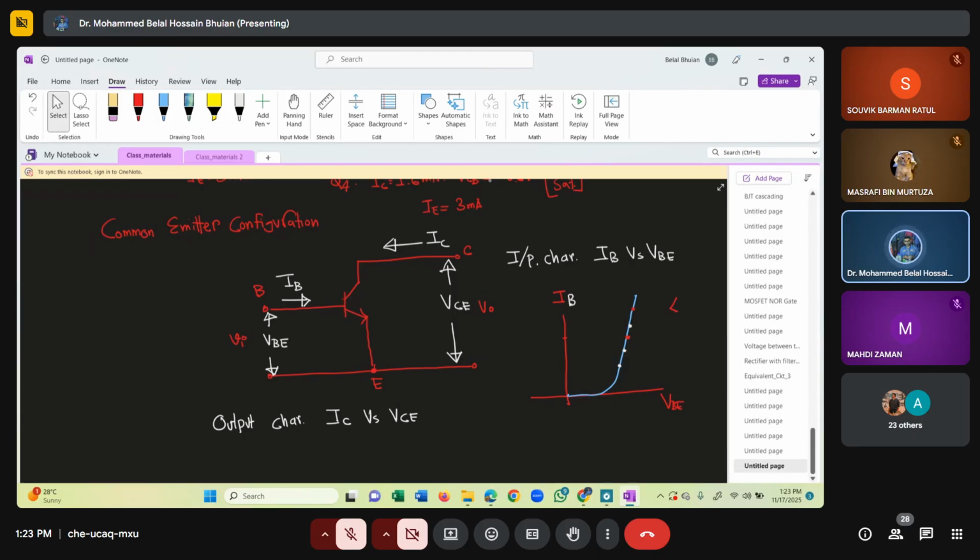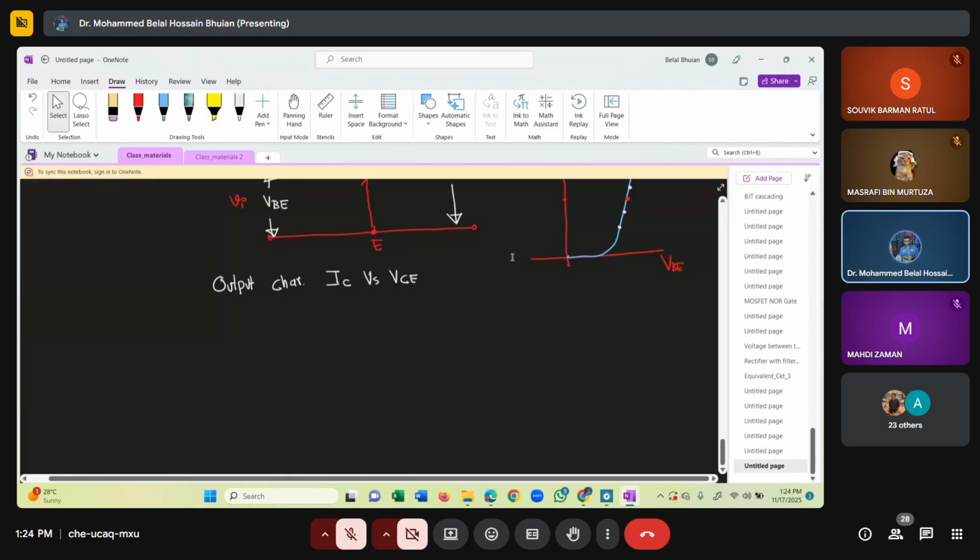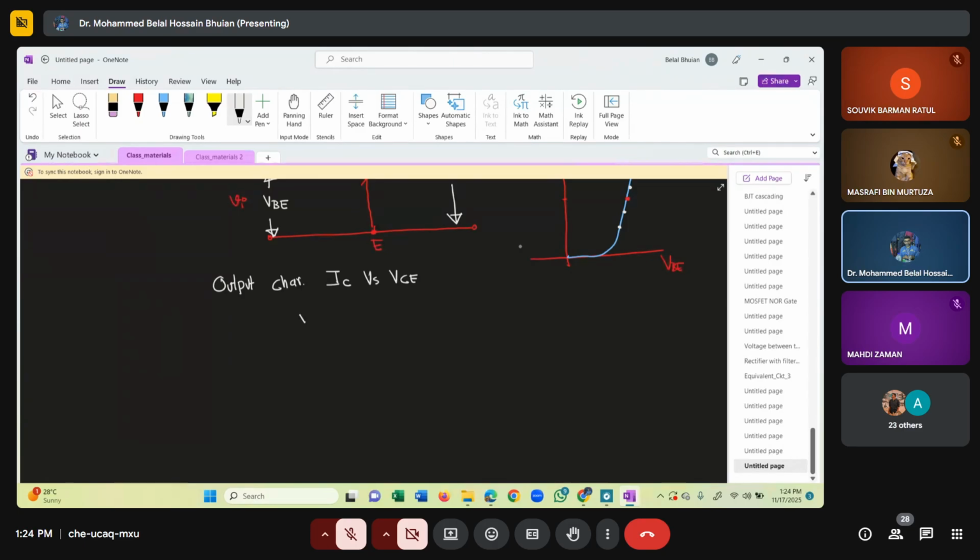So every time we change VCE, we're going to measure the current flowing through the collector terminal, and we're going to get the IC versus VCE curve. Now, there is a very straightforward way to obtain this relationship. Remember the relationship we found out, that VCE is in fact VCB plus 0.7. So with VCB, if you add 0.7, you get VCE.